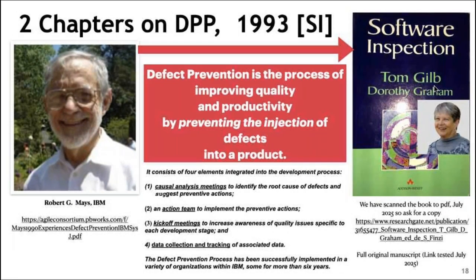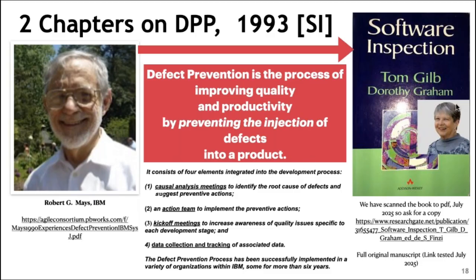Back to Robert Mays, the defect prevention process. First, it has a causal analysis meeting. You've all heard of root cause analysis and fishbone diagrams, and you remember just last week when the Starlink went down for 2.5 hours. Elon Musk promised to find the root cause and make sure it never happened again. So the root cause was some internal software stuff. So I hope they did find that. And the Starlink I'm using right now doesn't go down again. It doesn't do it very often.